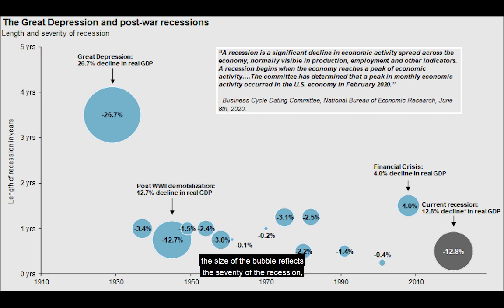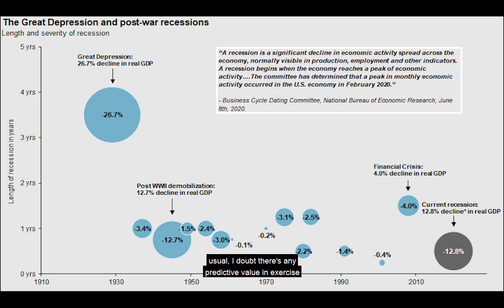The size of the bubble reflects the severity of the recession. We can see that both in length and size, the Great Depression far outweighs anything we've seen since then. We can also see that since the Great Depression, there have been no recessions that have lasted longer than 2 years. Lastly, as we look at the current decline in economic activity, we can see that it is both very short in length, but significant in severity.